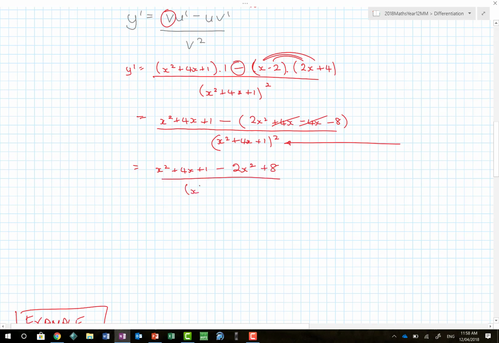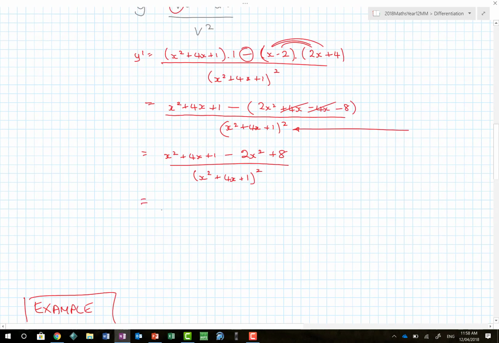You know, the problem with these questions is not so much the maths. It's the length of time you spend writing out that bottom one and keep writing it squared. So x squared minus 2x squared is minus x squared. 4x has got nothing to simplify it with. And plus 1 plus 8 is plus 9 all over x squared plus 4x plus 1 all squared. And ladies and gentlemen, that is the differential of my equation.